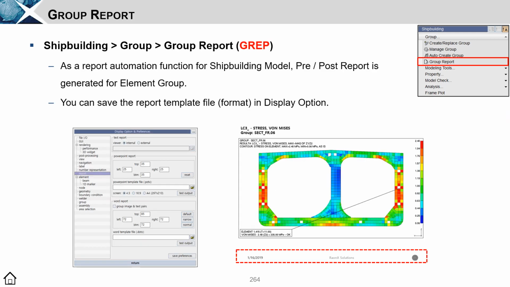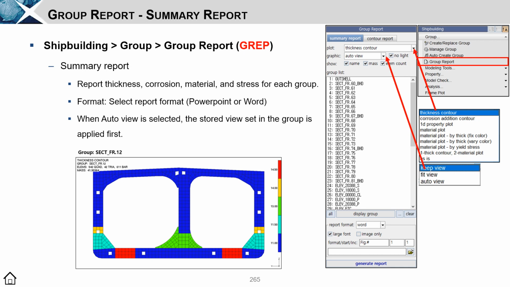As a report automation function for the shipbuilding model, a report is generated for element group. You can save the report template file in Display option. You can generate the report about the thickness, the corrosion, the material by each group using the summary report. The figure number, stress component, group name is automatically entered. When the auto view is selected, the stored view set in the group is applied first.